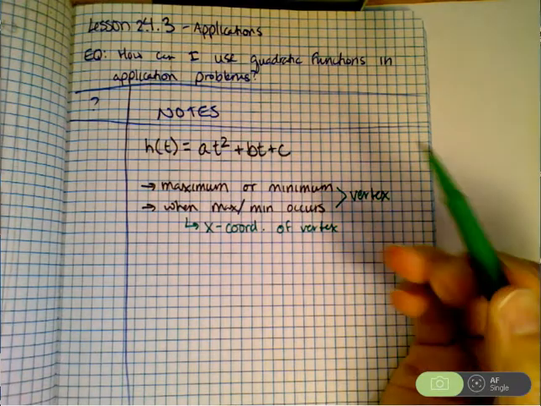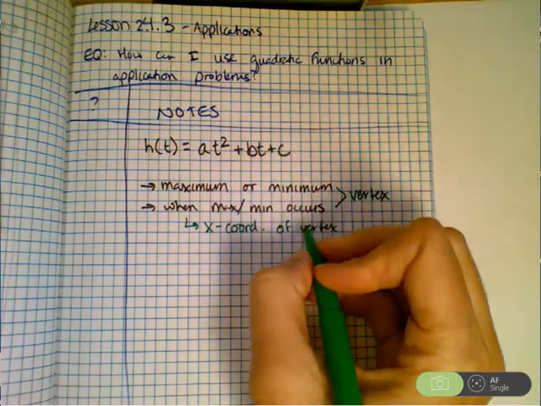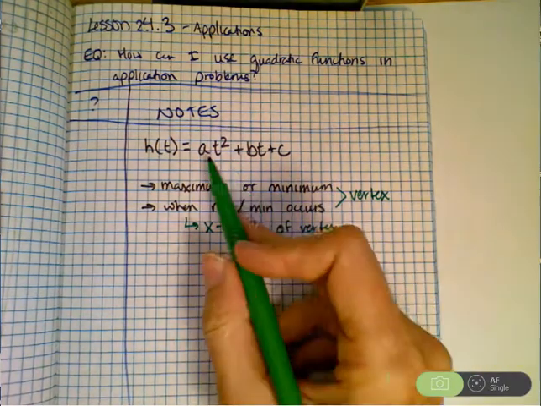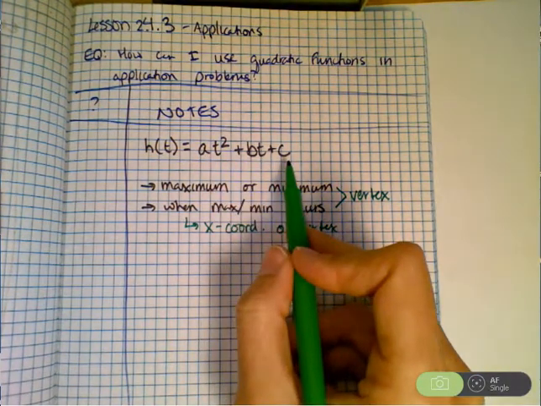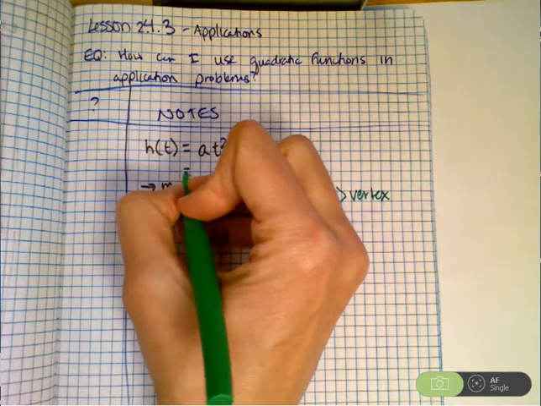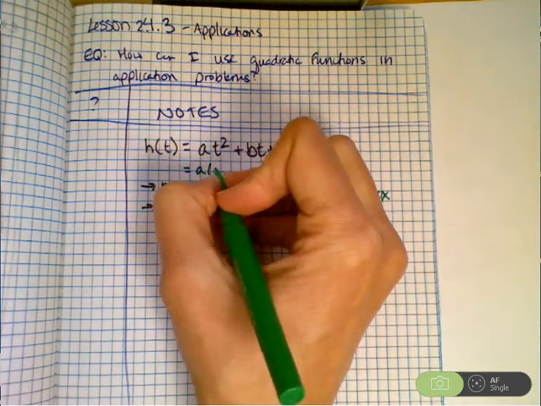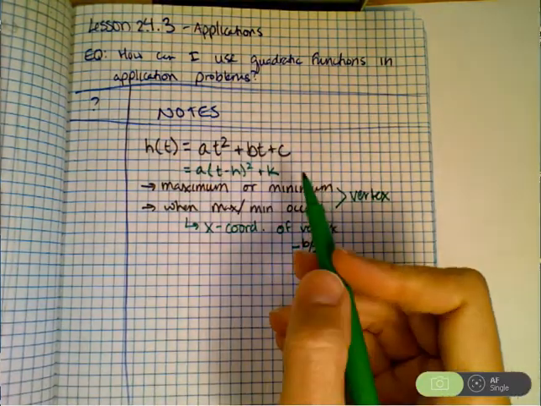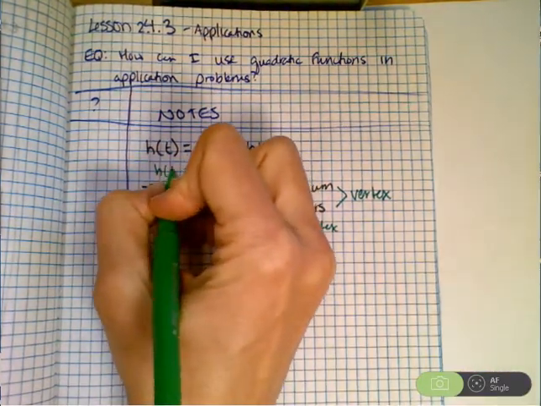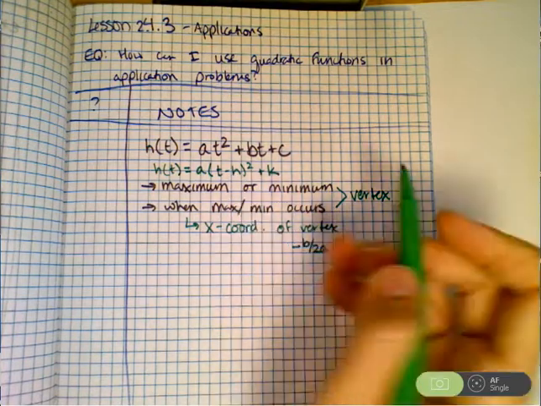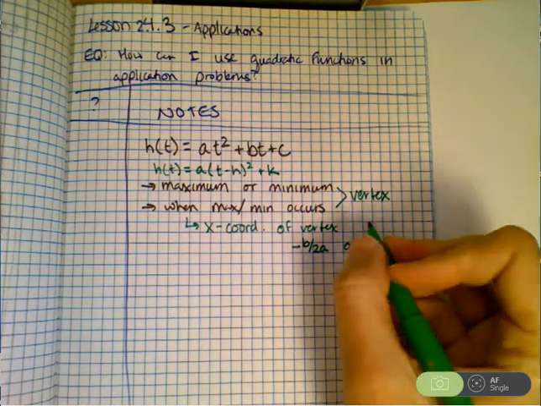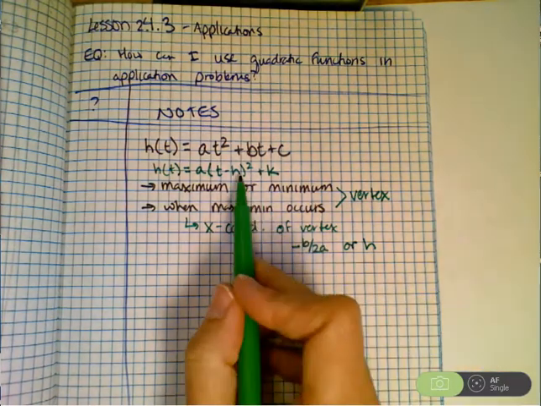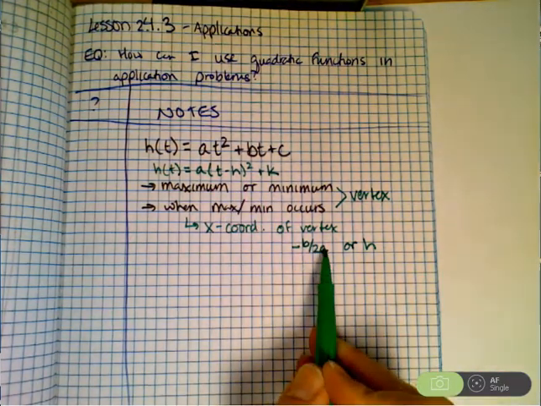If you are in standard form like this, that's where you do negative b over 2a and get that value. If you were in vertex form instead, which you might be given, remember vertex form would look like this. So if you were in vertex form, your h of t, then the x-coordinate would be the h from the vertex form. So it's either this h from the vertex form or it's negative b over 2a.